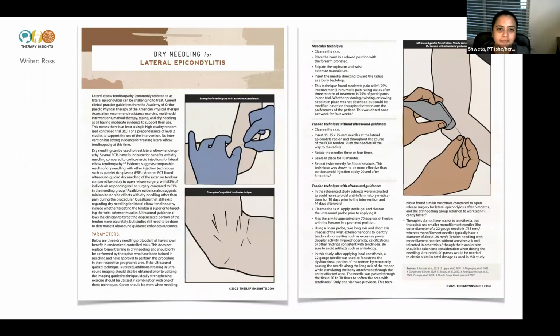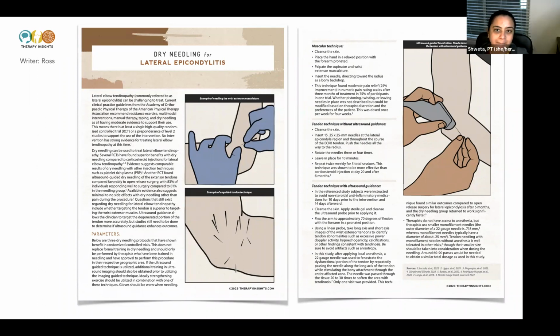All right, moving on. Our next resource is dry needling for lateral epicondylitis, and it's a 2-page handout, which actually has some very informative pictures about dry needling. Since Ross was the one who produced this handout, I'll have Ross talk about it a little bit.